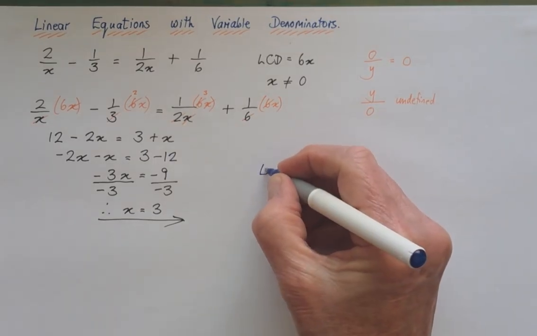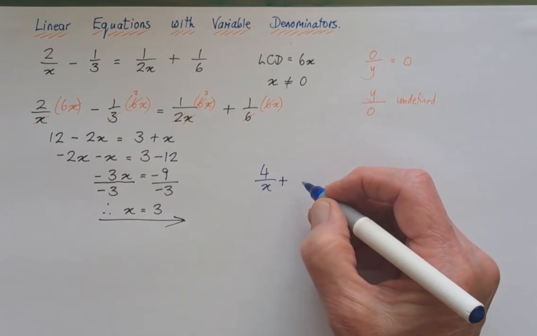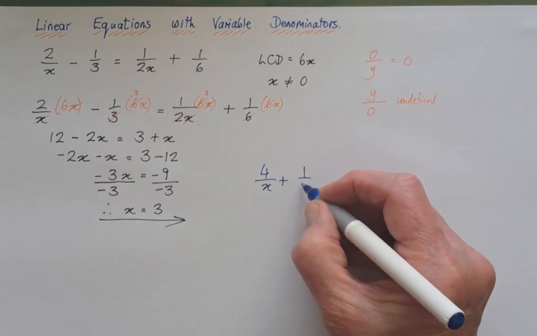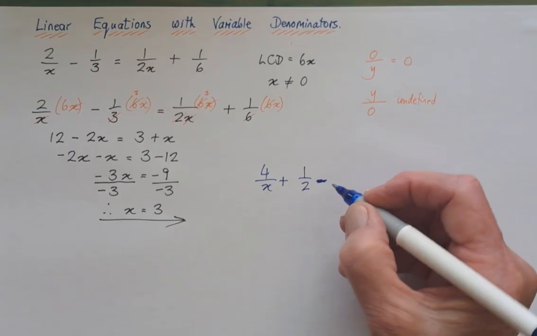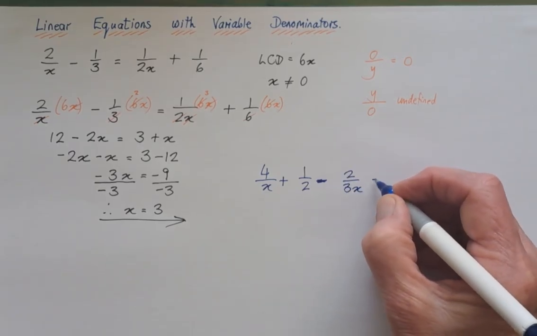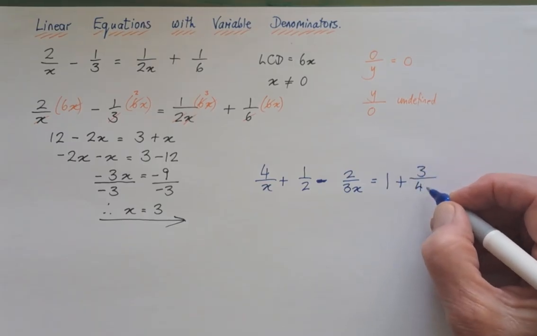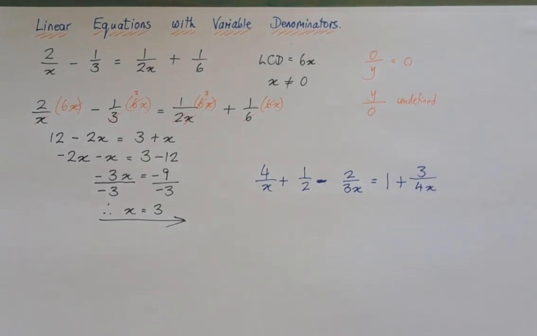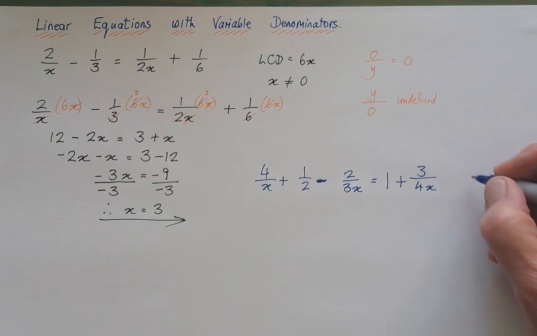We've got 4 over x plus 1 over 2 minus 2 over 3x equals 1 plus 3 over 4x. Right, first step we need to do is to find our LCD.